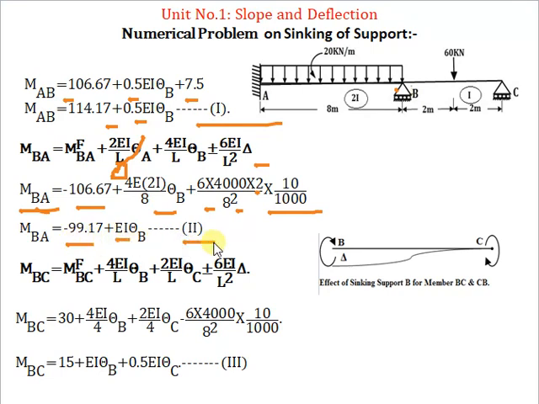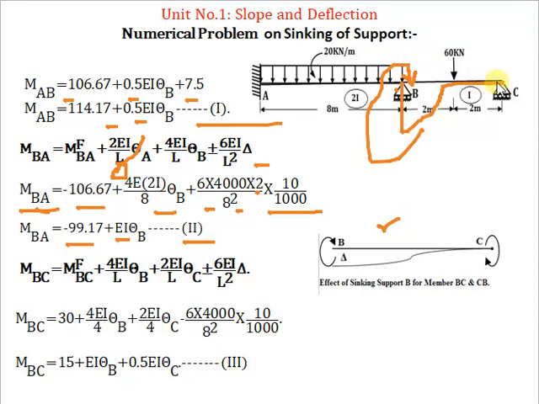Let's say equation 2. Now let's consider span BC. Due to the sinking of a support, the moment will be generated from the bottom and it will rotate about B toward the open end, and it is in a clockwise direction.